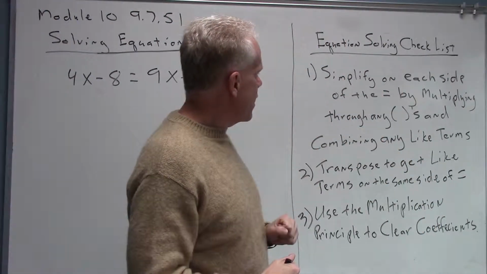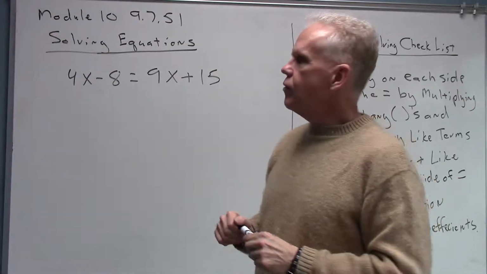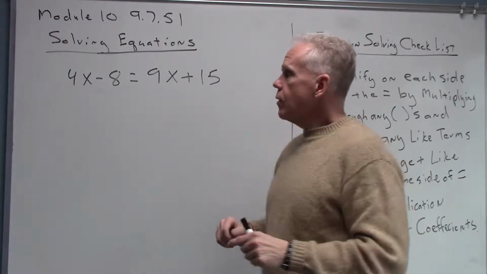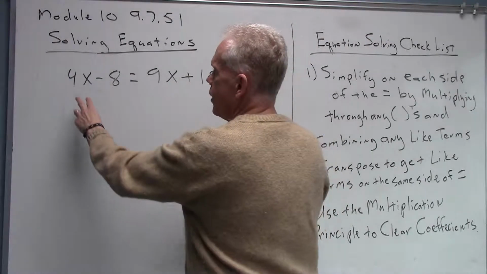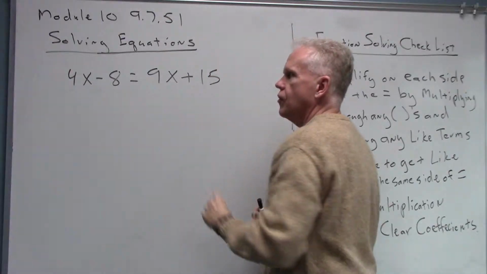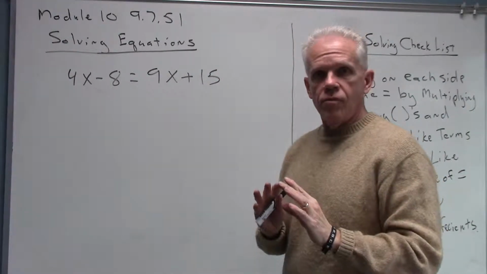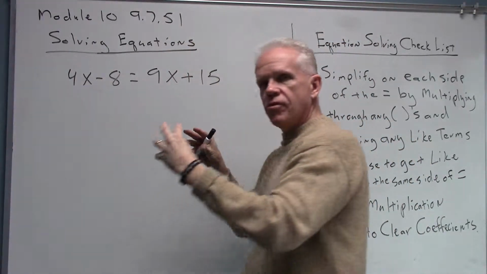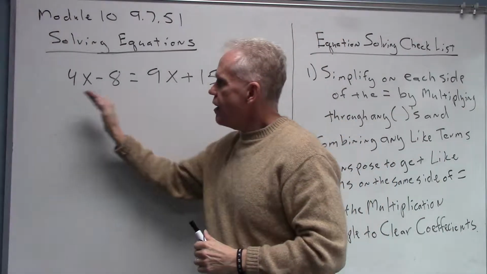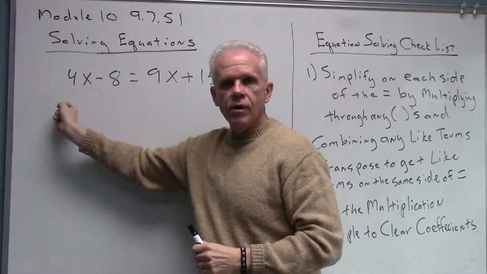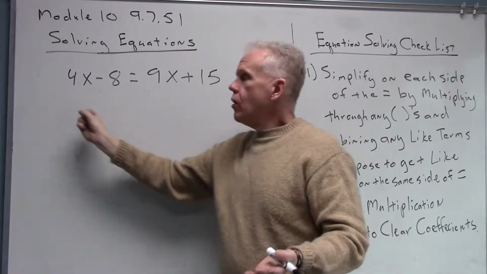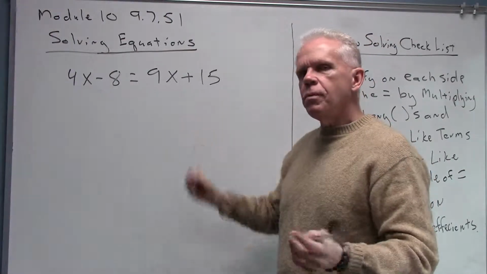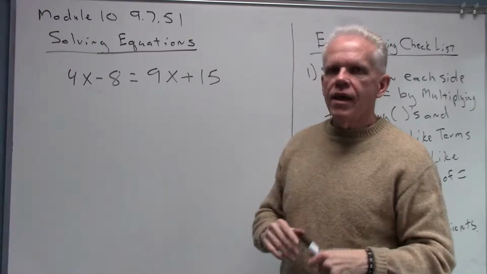Number 2, transpose to get like terms on the same side of the equal. Well, gosh, guys, we got some like terms going here. We got a 4x here and a 9x here. Those are like terms. Now, I need the 4x and the 9x to come together on the same side of the equal. I can put them both over here, I'd be fine with that. Or I can put them both over here. Most people like their x's on the left side.